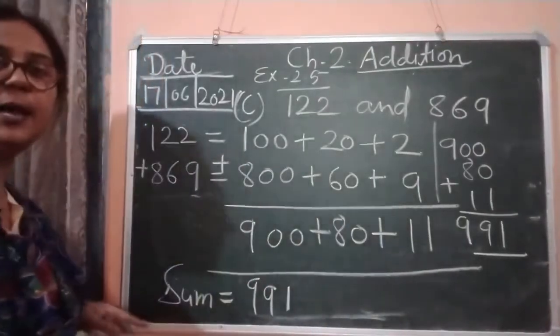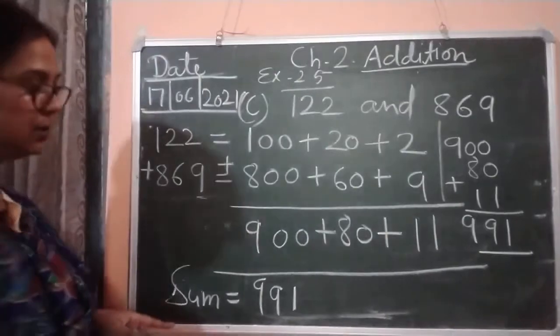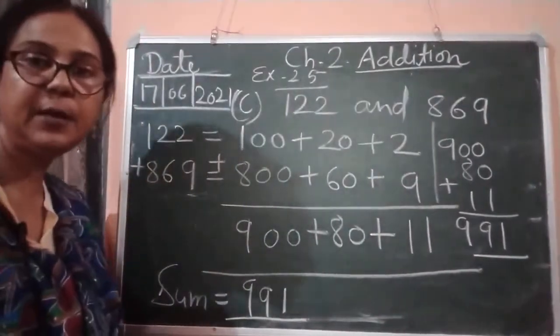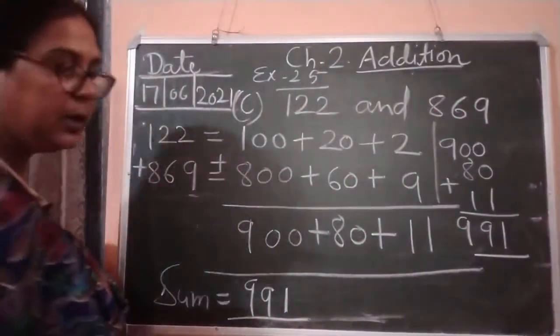991. This is the sum of this question. Now we have completed C. Now we are moving to part D.